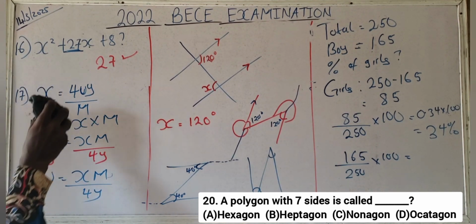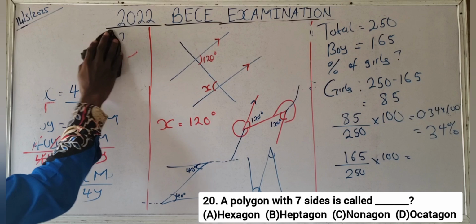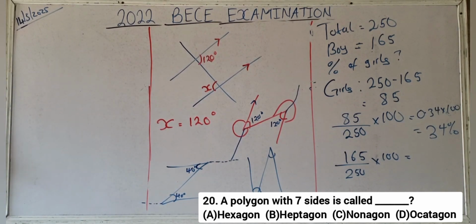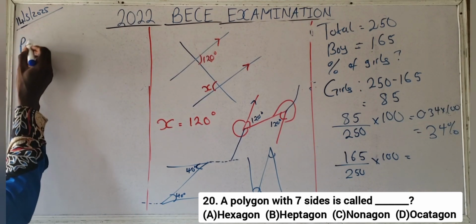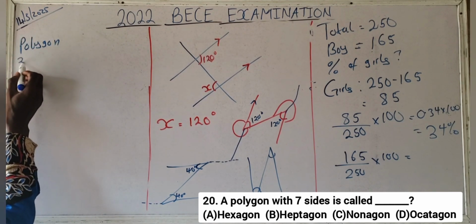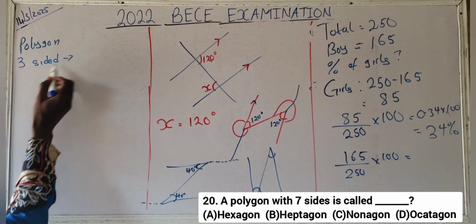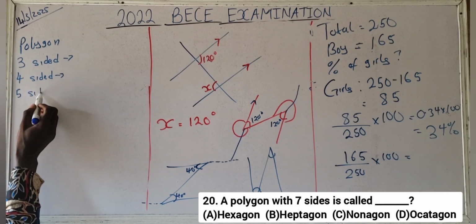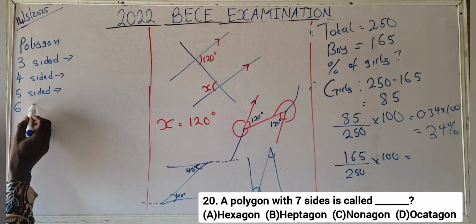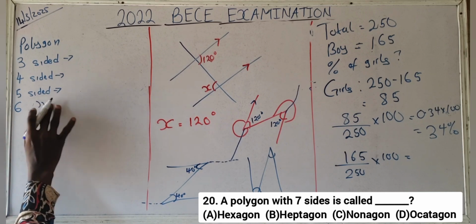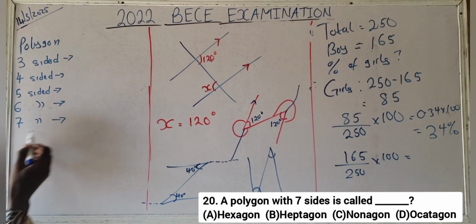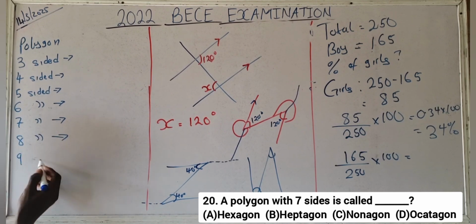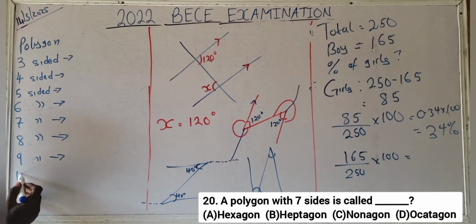I'm going to write some things out now, and I want you to master what I write. Now, we have various sides of polygon. A polygon can be 3-sided, 4-sided, 5-sided, 6-sided, 7-sided, we have 8, we have 9-sided polygon, and we have 10.